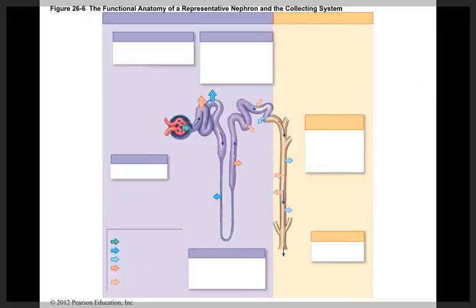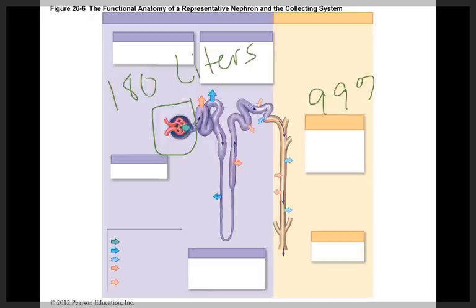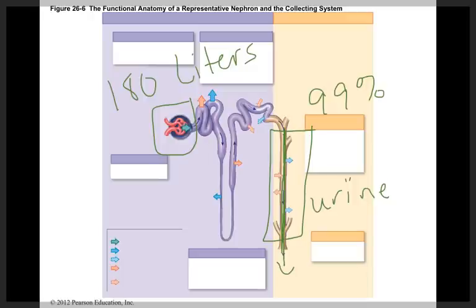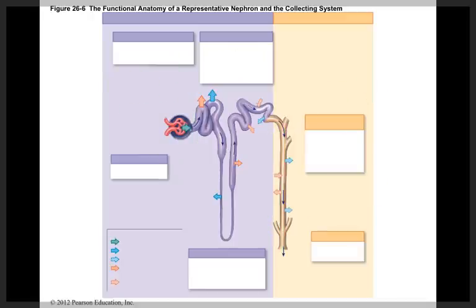Okay, well, we have 180 liters of filtrate produced every day. And of that, more than 99% will be reabsorbed by the time we get to the collecting duct, and the rest of it will end up in the substance called urine. So once the tubular fluid hits this collecting duct area, we now call it urine, and the urine will start to head out the kidneys through the papillary duct, and then through the minor calyx, the major calyx, the renal pelvis, and then the ureter, and head down to the bladder. This ends Renal Physiology.